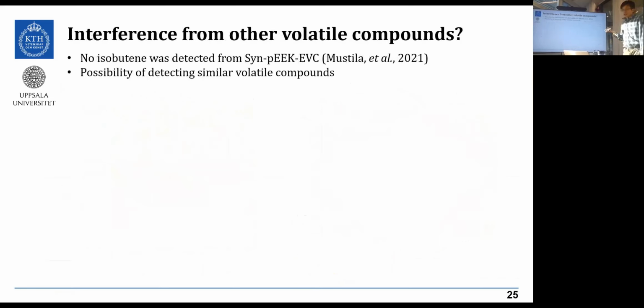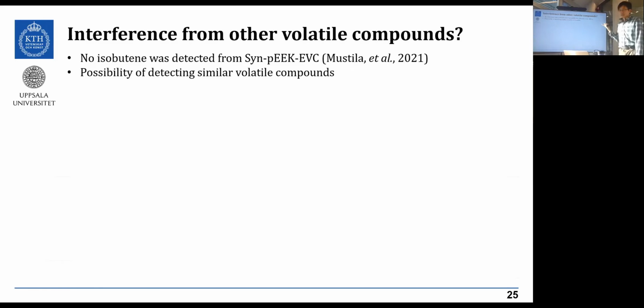Okay, so the next possible explanation is interference from other volatile compounds. Since it was reported in the previous study that no isobutene was detected from the culture of Synechocystis without KD, it's possible that some other similar volatile compounds were interfering with the signal of isobutene.